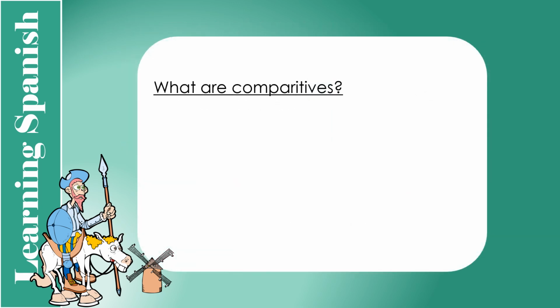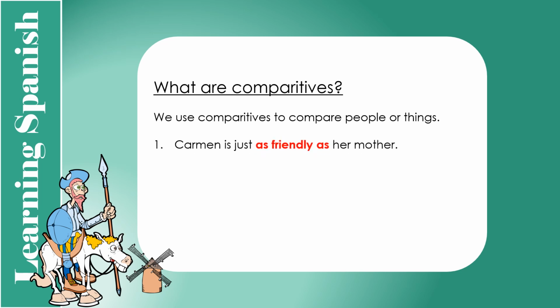What are comparatives? We use comparatives to compare people or things. Carmen is just as friendly as her mother. In this example, we see the comparison of equality. It shows that things, or in this case people we are comparing, are equal in some way.